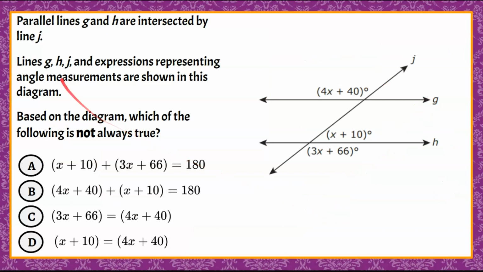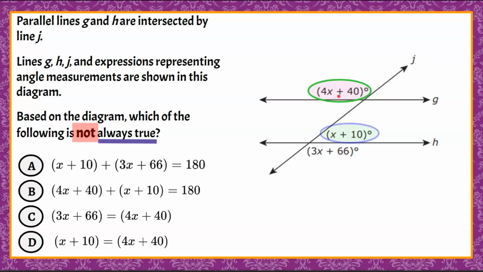Here's our question. Parallel lines G and H are intersected by line J, which we call a transversal. Lines G, H, and J, and the expressions representing the angle measurements are shown in this diagram. Based on the diagram, which of the following is not always true? So we're looking to find out which one, A, B, C, or D, is not true, meaning the other three are. So we have algebraic expressions here.